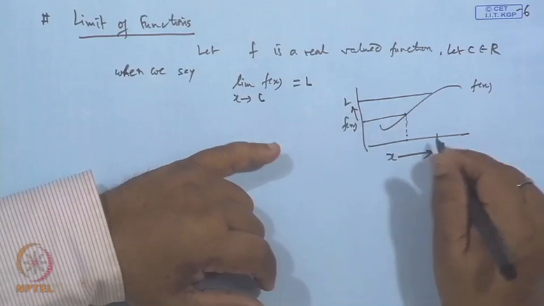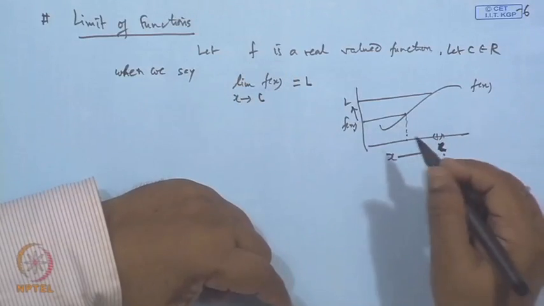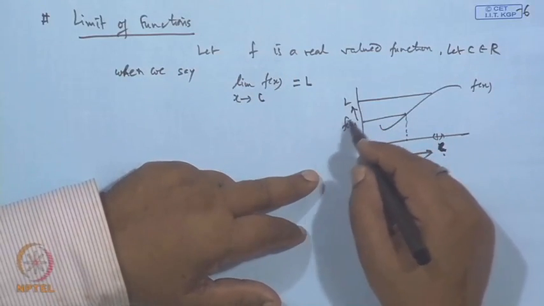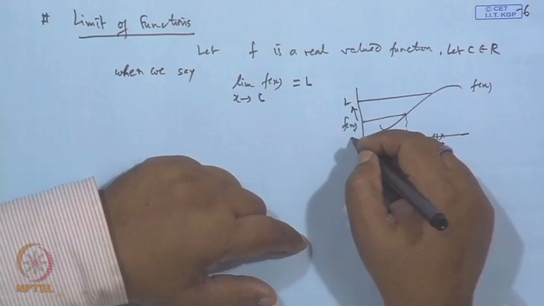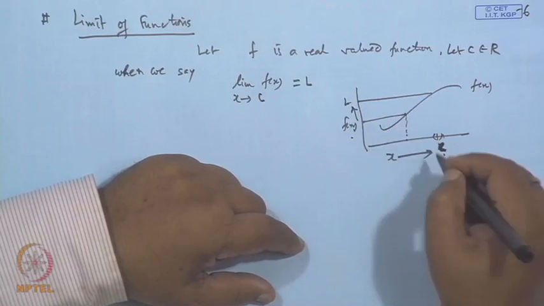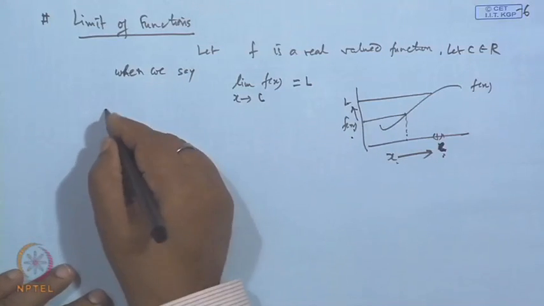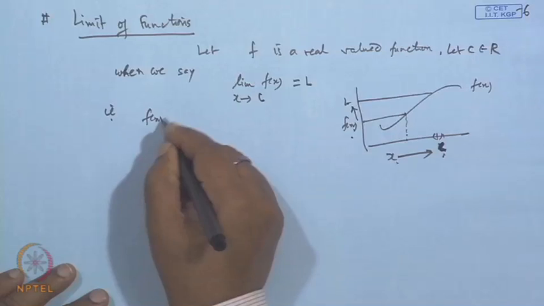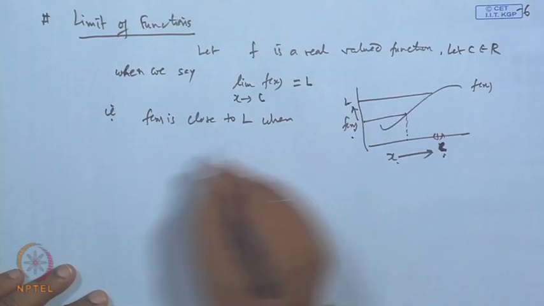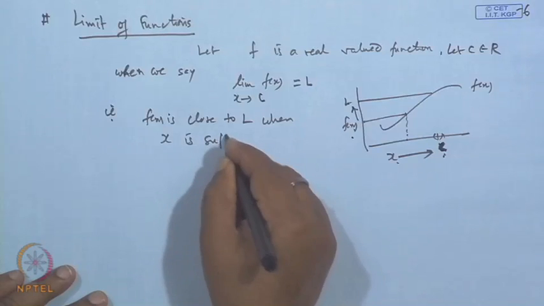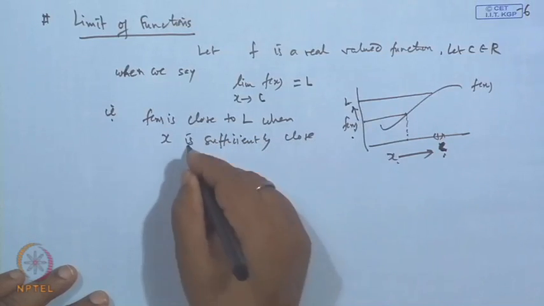At the point c, the function may or may not be defined, but still we say the limiting value of f of x is L. It means the difference between L and f of x is very small when x is sufficiently close to c. That is, f of x is close to L when x is sufficiently close to c.